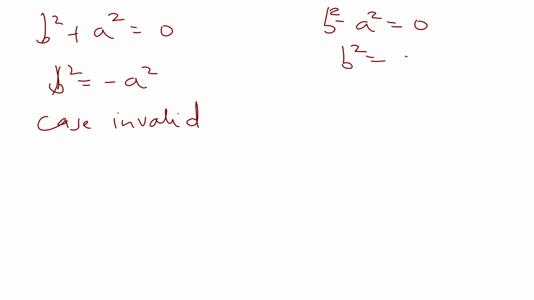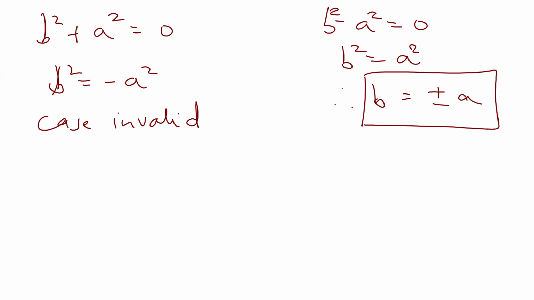b square is equal to a square. Therefore, b is equal to plus minus a. Very important, it's plus minus a, because a square is a square and minus a the whole square is also a square. We are going to complete question 10, 3 and 4 also. So just be mentally prepared.